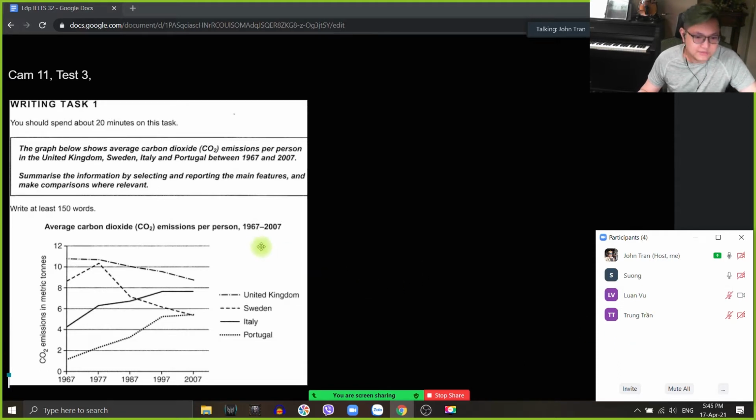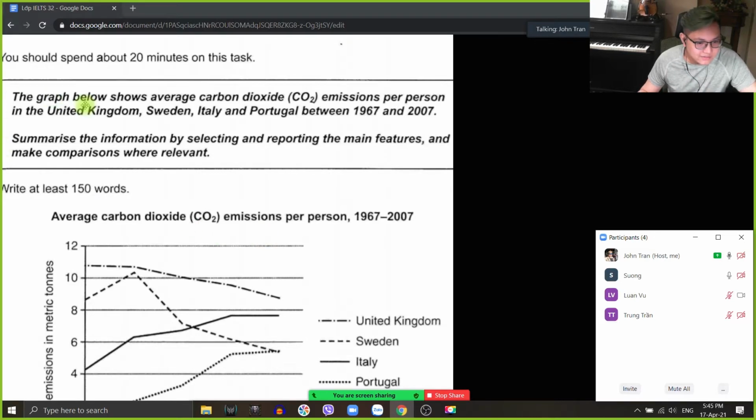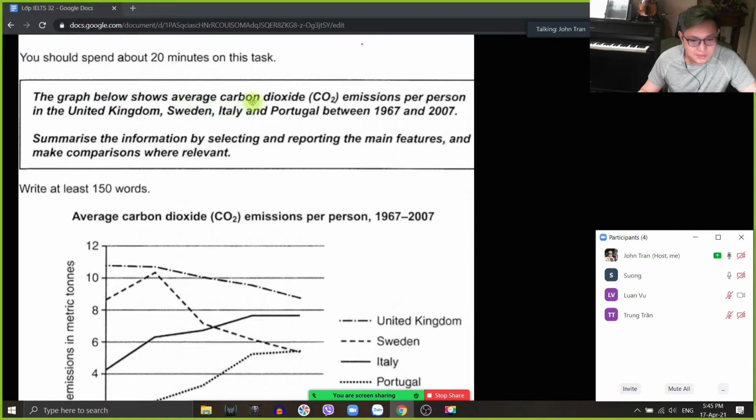Okay, so first thing first, class. Let's look at the question. The graph below shows average carbon dioxide CO2 emission per person in the United Kingdom, Sweden, Italy, and Portugal between 1967 and 2007. Cái biểu đồ bên dưới này nó chỉ ra được cái lượng CO2 trung bình, lượng thải CO2 trung bình trên một người ở cái gọi là xứ Liên hiệp Anh, the United Kingdom, Thụy Điển, Italy và Bồ Đào Nha giữa năm 67 và năm 2007.